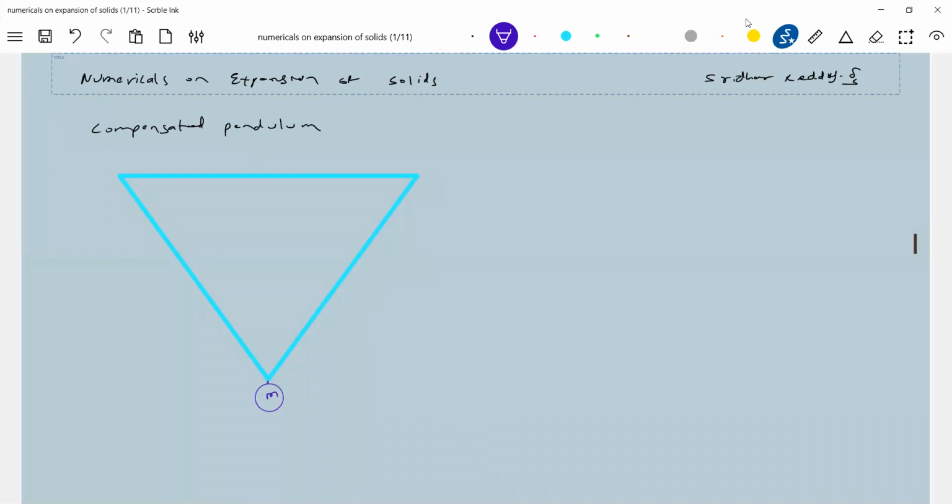This is the bob, and this will be the length L. What is the time period of this one? It will be suspended about this particular point. So what is the effective length of the pendulum? It is equal to L. What is the time period of this pendulum? T equal to 2 pi root of L by g. So these are the rods.